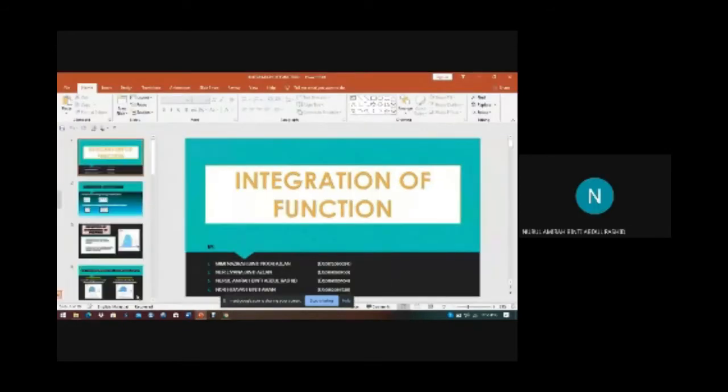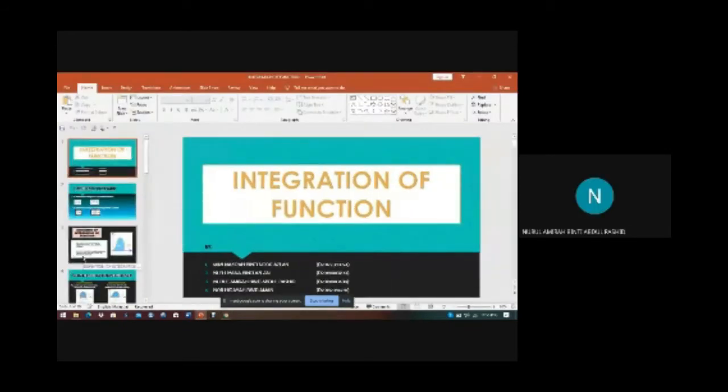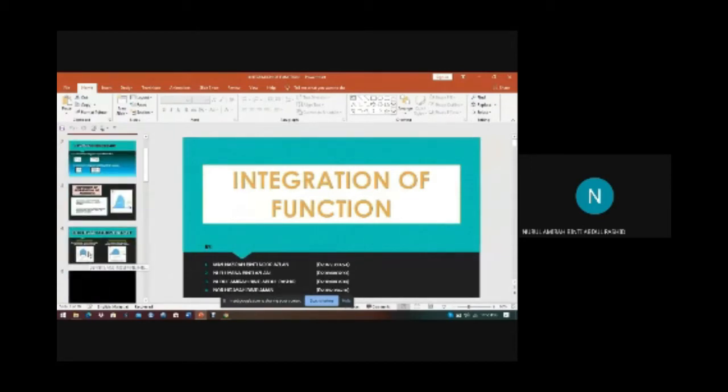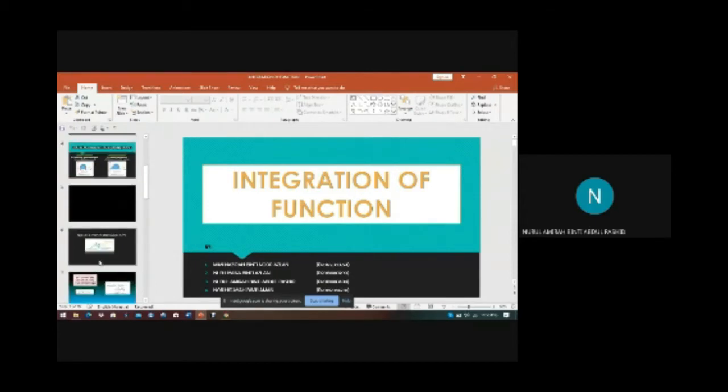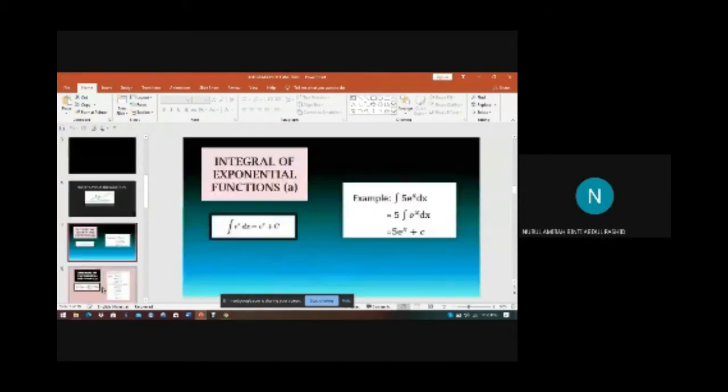Okay, so today I'm going to start my teaching by introducing and explaining to you two types of integration of function, which is integration of exponential function and integration of natural log function.